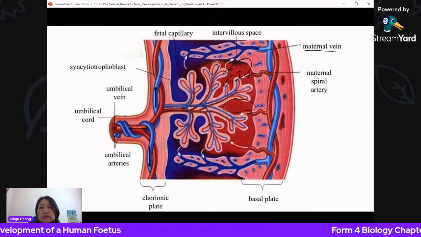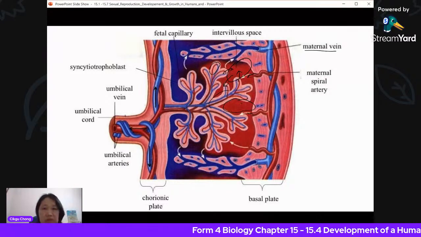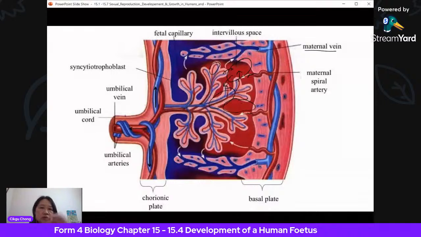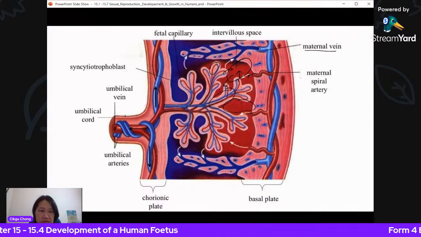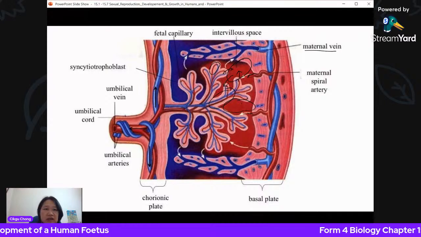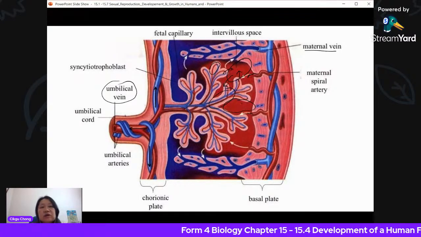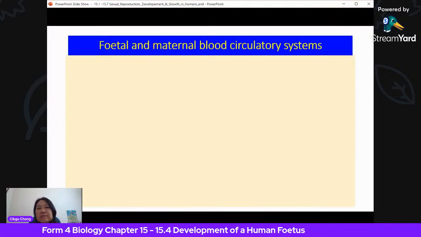Okay, the maternal pool, the blood, and you can see that this is the baby's blood vessels. They do not actually come into contact. So the red blood cells, the white blood cells and all that, they do not mix with the mother's blood. You can see very clearly here. So remember this umbilical vein and the umbilical arteries, you should know how to label already. Now next, fetal and maternal blood systems, I already showed just now, they do not mix.